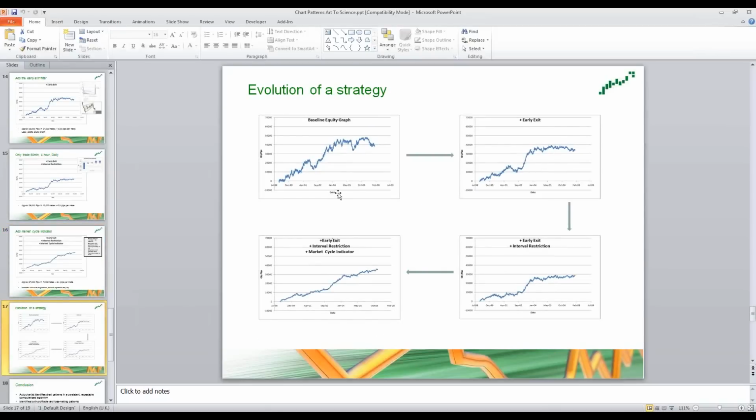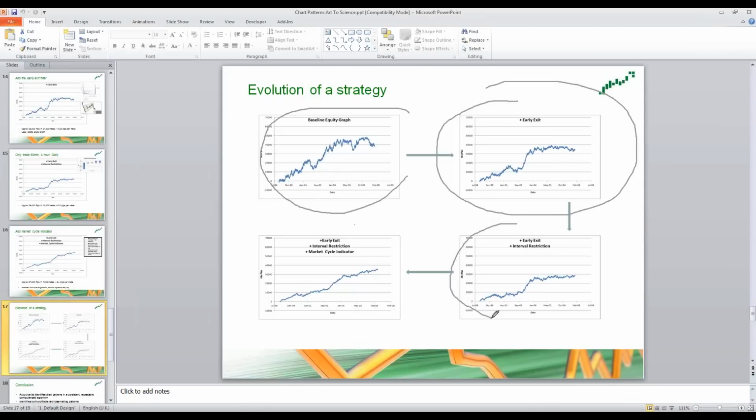Just to give you the progression, the evolution of the strategy. This is how it started off. Let me highlight that. This is the first step. Then this is exiting early. This is then only trading the longer term patterns, and this is adding the moving average. And you can see the addition of the moving average was probably the most influential out of all of those changes.